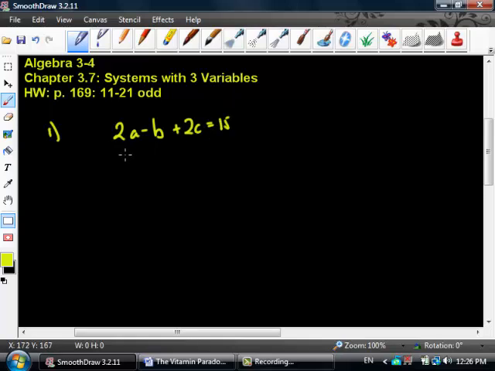So 2a minus b plus 2c equals 15. Negative a plus b plus c equals 3. And then 3a minus b plus 2c equals 18.